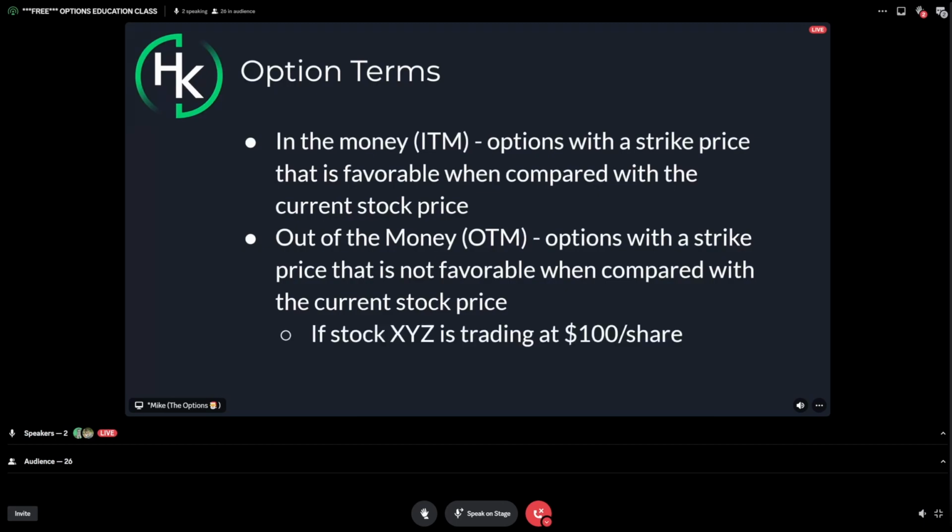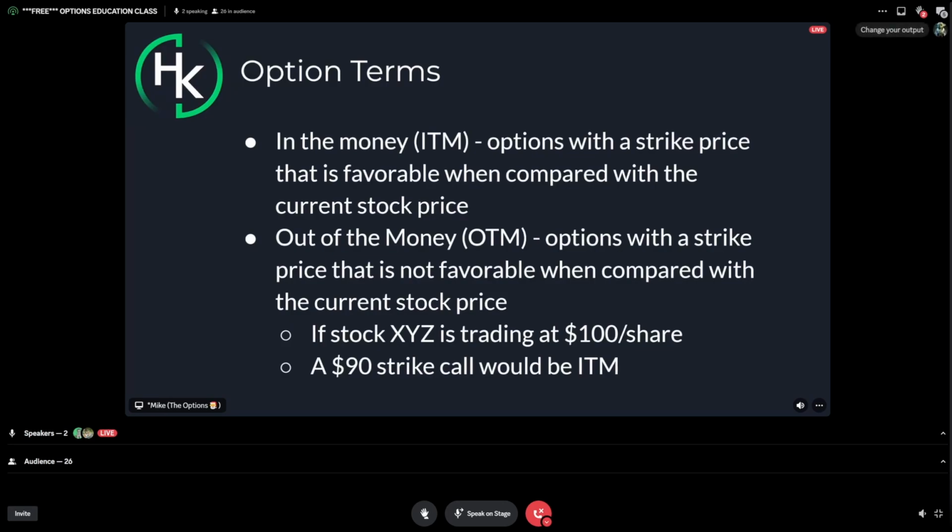For example, if a stock is trading at $100 per share, a 90 strike call option would be in the money. And that's because a call option is a bullish trade. You're buying the right to buy shares of the stock at 90 while it's trading at 100. And that's obviously in the money because if you exercise that call, you would own the shares at 90. And if it's trading at 100, that's favorable.